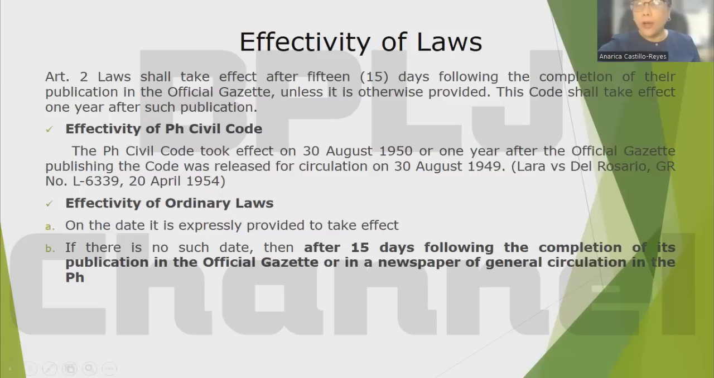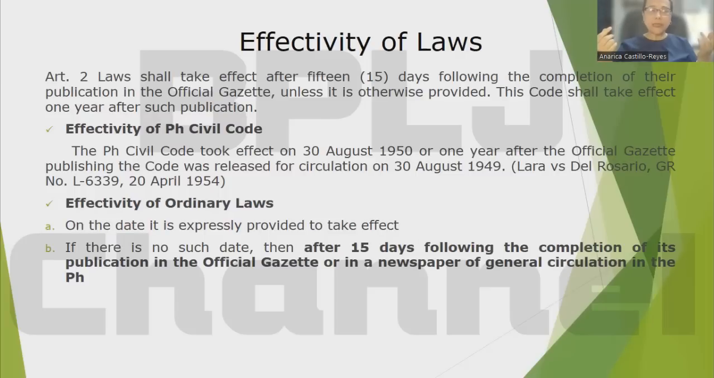So to walk you through the Philippine legal system, let us begin with the effectivity of laws. When do laws take effect? Article 2 of the Civil Code specifically states that laws shall take effect after 15 days following the completion of their publication in the official gazette unless it is otherwise provided. So basically, the requirement for the effectivity of laws is its publication. You need to publish the law before it becomes effective. An unpublished law does not become effective.